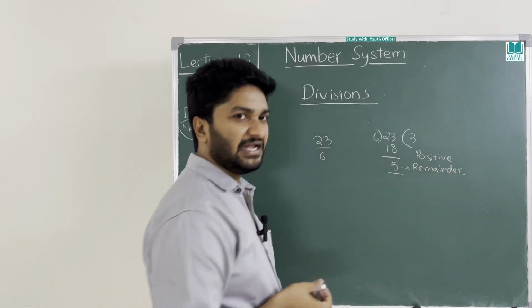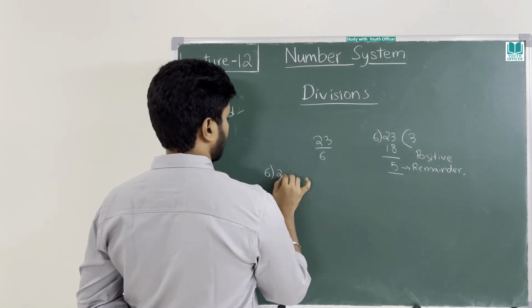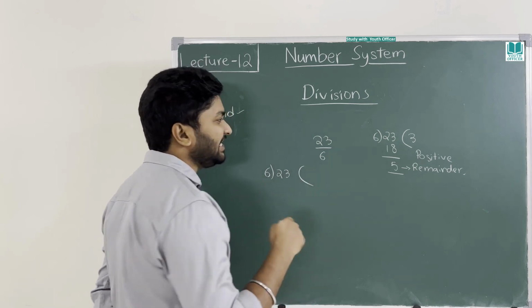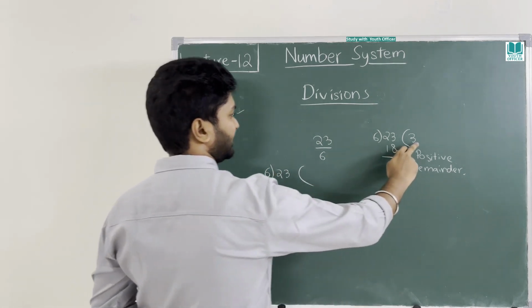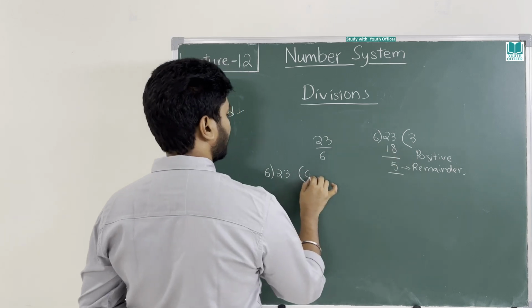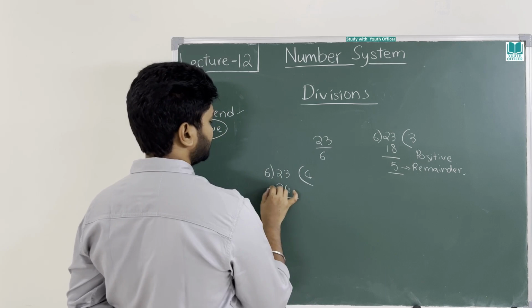Then what is a negative remainder, sir? I will show you what is a negative remainder. You have to exceed the expectation. You should not take 3 here. You should take more than that, 4. This is 24. You have to subtract.